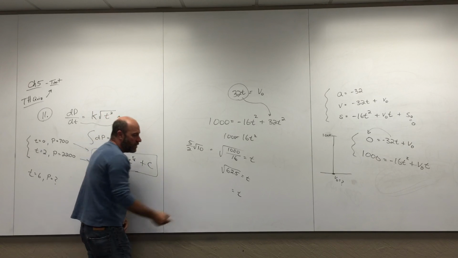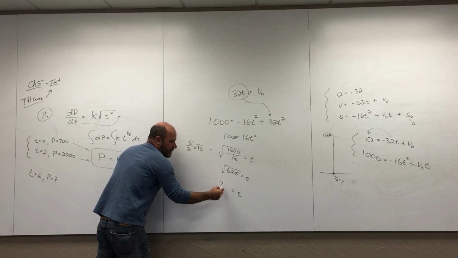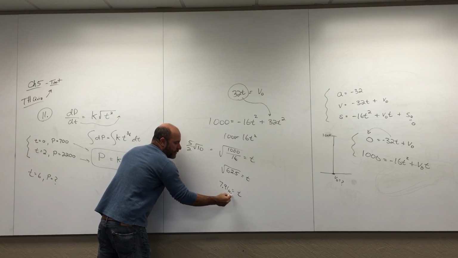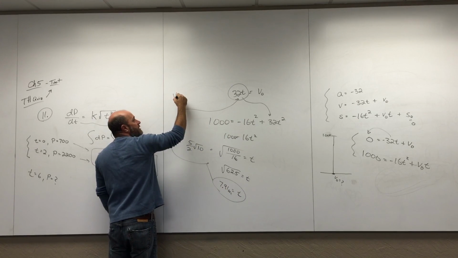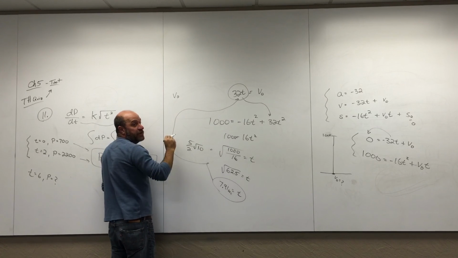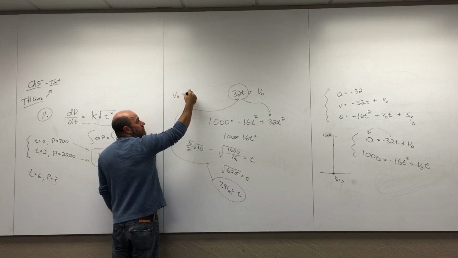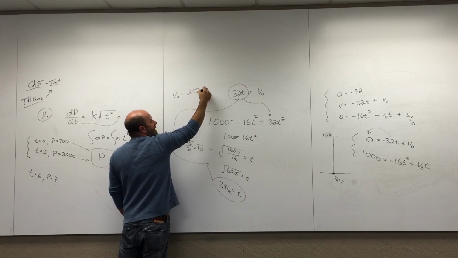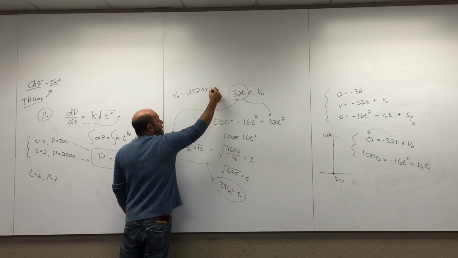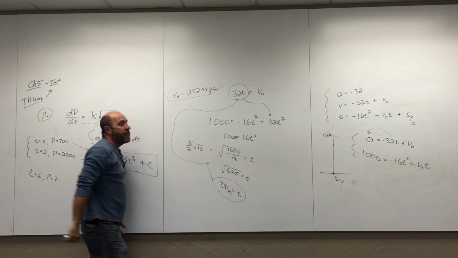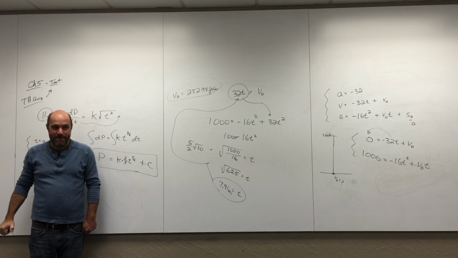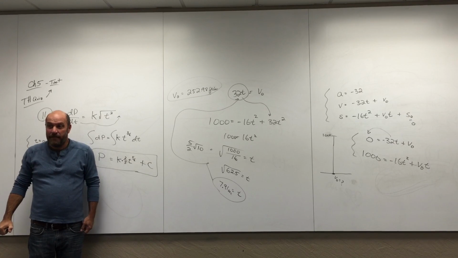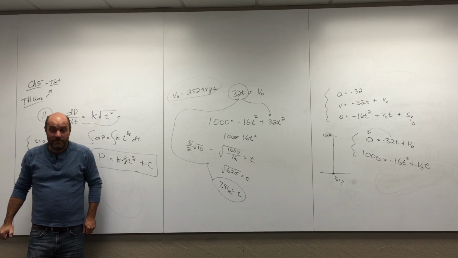So how many seconds is this? 7.91 seconds. Cool. I can take this and go right there. And so v naught is 7.91 times 32, which is 252.98. So that was on your quiz.